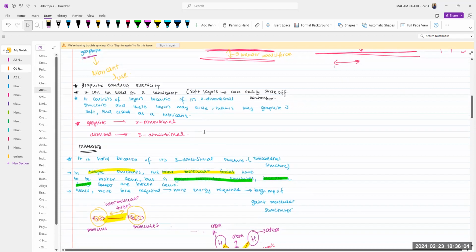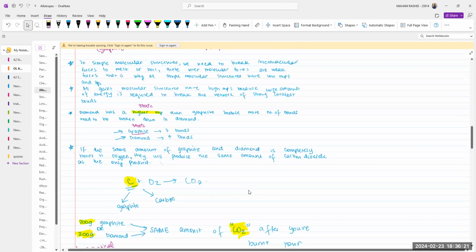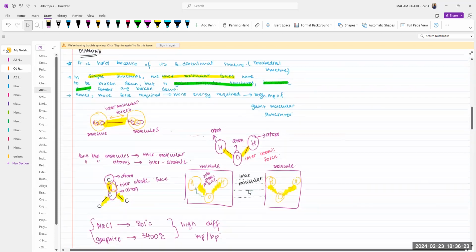Graphite is obviously two-dimensional, diamond is three-dimensional. So all of these differences between them also give you an edge where you can discuss why one is hard, one is soft, and also their difference in melting points. Okay.